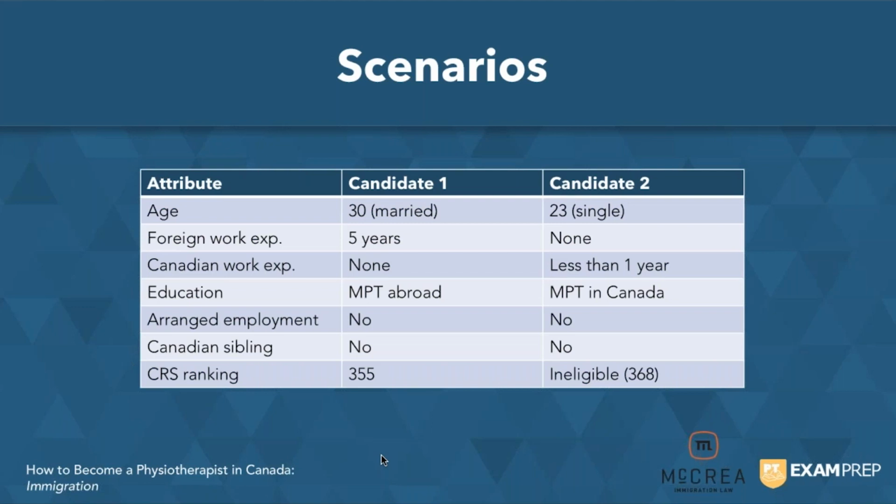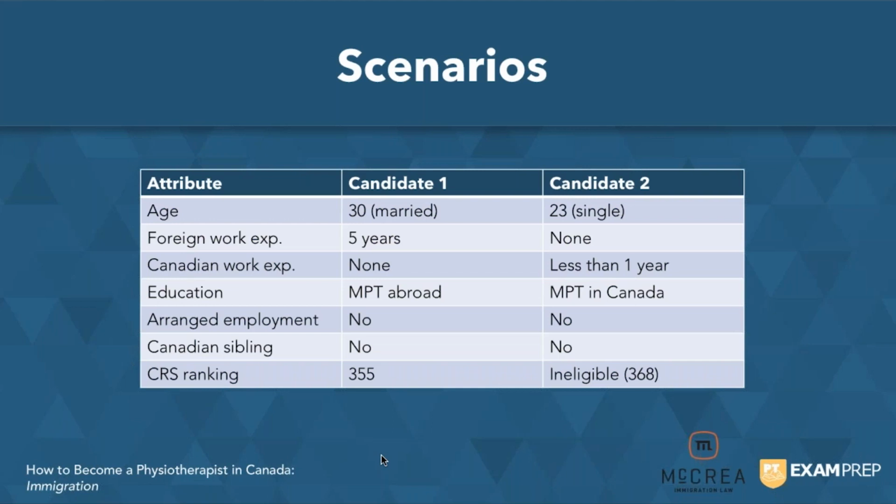So we'll look at another scenario, a couple of candidates here. Candidate one, she's 30 years old. She has 5 years of experience outside of Canada. She hasn't worked in Canada, but she's got a master's degree as well. No arranged employment in Canada. Again, scoring really, really low, even though she's got great experience and great education, and her age is at the peak of points, she's still scoring really low.